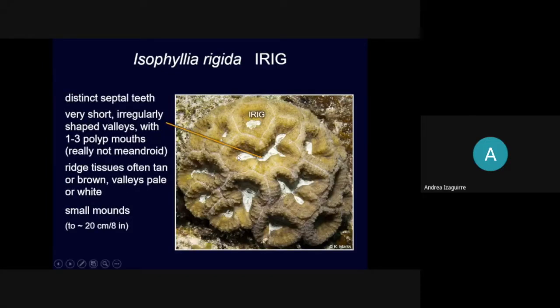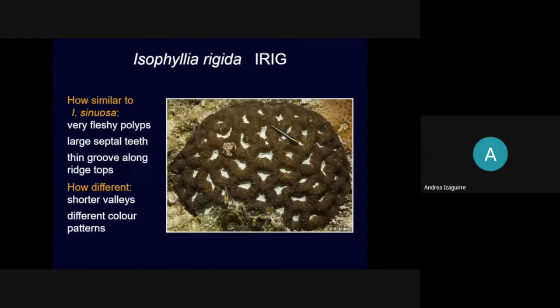Usually it doesn't grow in long ridges. You can always tell the little cups might have a couple of mouths, but it usually tries to separate each mouth by a wall, as you can see in this picture. So it's not a meandroid coral per se, but it'll have a very distinct place where each individual mouth is.